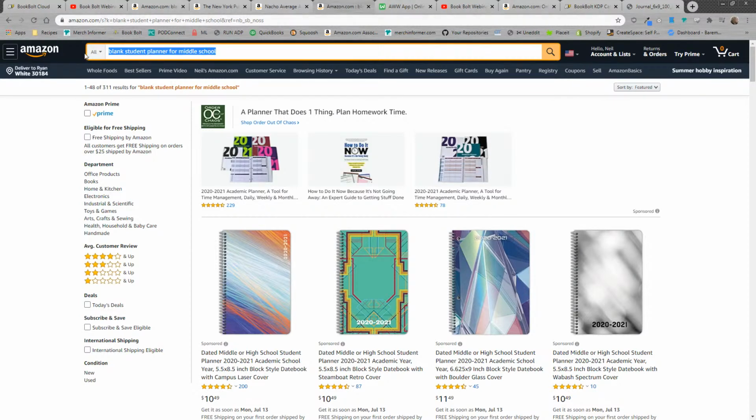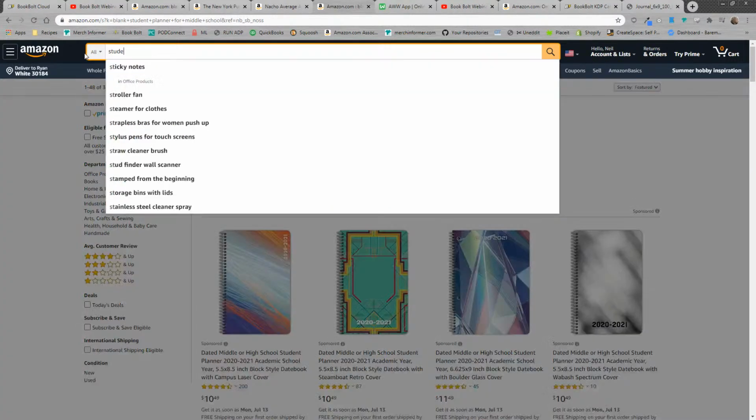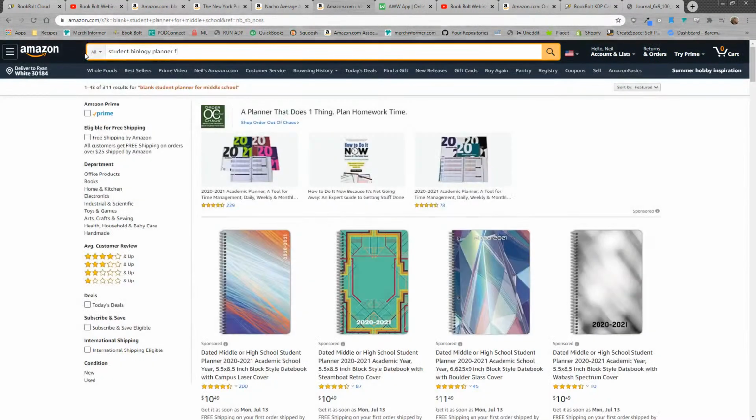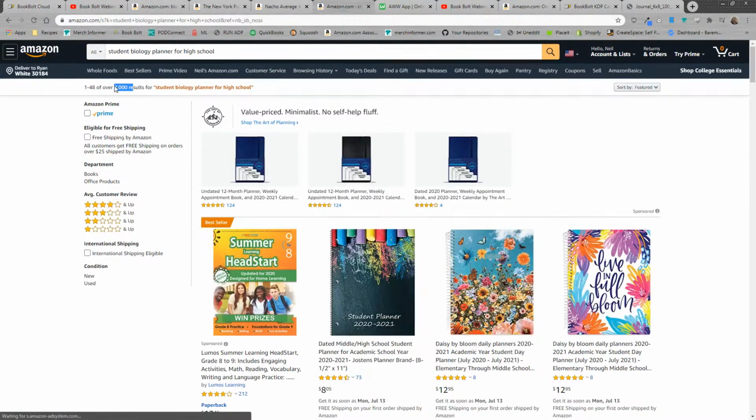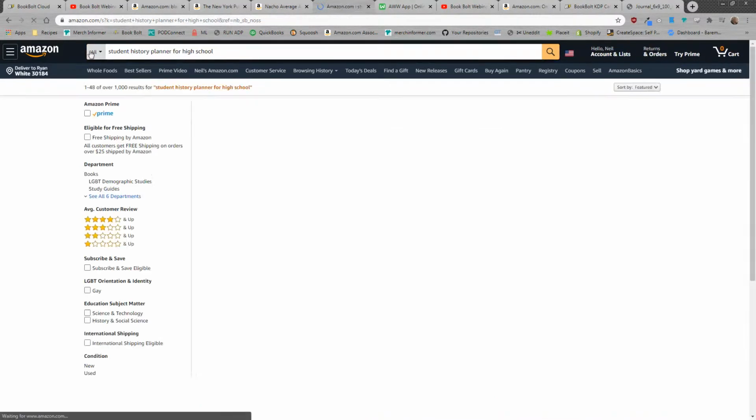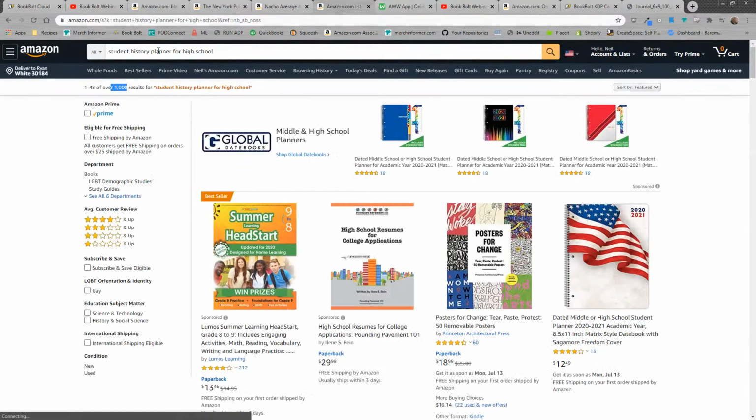So Steve in the comments here, let's see. Student biology planner for high school. This probably has no searches. That has a lot. All right, so you can go from here and then type in different subjects. Student, I don't know, history maybe. Now we're getting there. You want to play around with these keywords here.